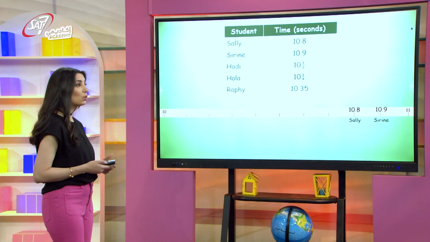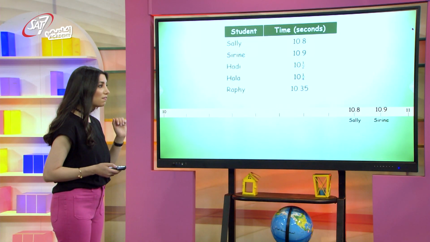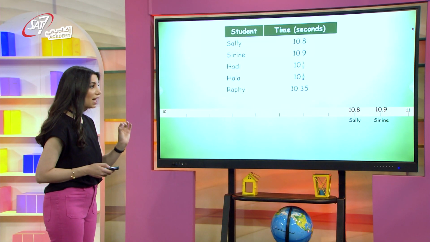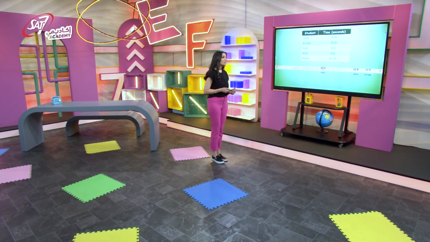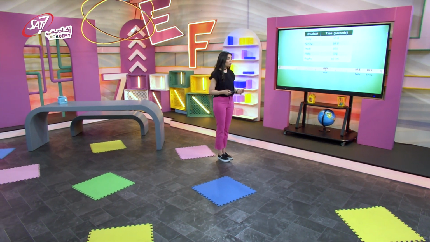Hadi ran 10 seconds and 1/2, which means half. The center of this number line is the 5th out of 10 marks. 10.5 also means half. 10 and 1/2, and 10.5 represent the same number.